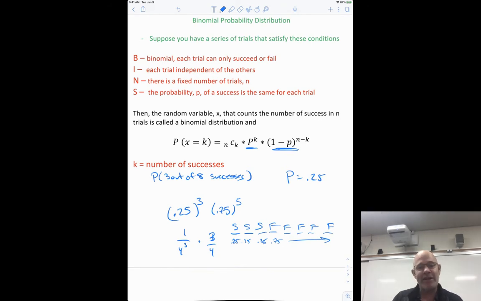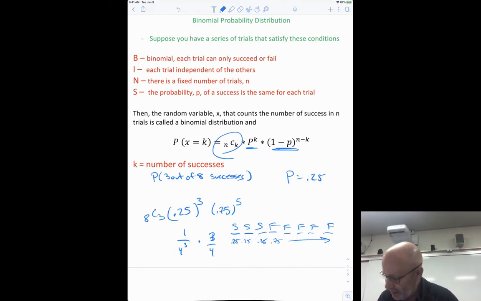This is just, if I answered the question this way and said my answer was 0.25 to the 3rd times 0.75 to the 5th, that would be the answer for getting 3 successes and then 5 failures. But those can move around, and they move around just like the heads and tails. So at the beginning, that's the choose. We need an 8 choose 3. So I'll go through the whole math here.